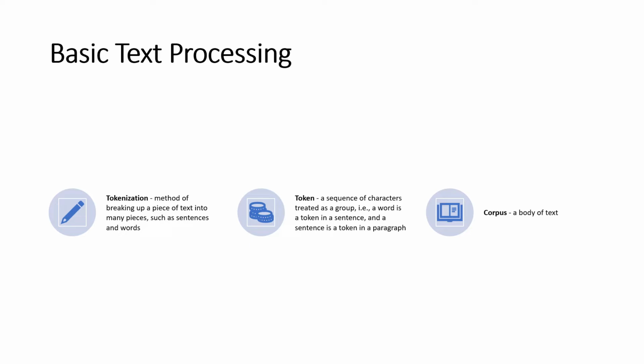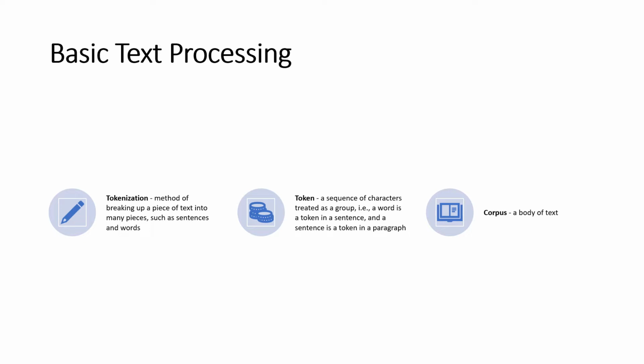Our first topic is the basics of tokenizing text. So let us first define a few fundamental concepts. Tokenization is a method of breaking up a piece of text into many pieces, such as sentences and words. That means that tokenization is the process of splitting a string into a list of pieces or tokens. A token is a piece of a whole, so a word is a token in a sentence and a sentence is a token in a paragraph.